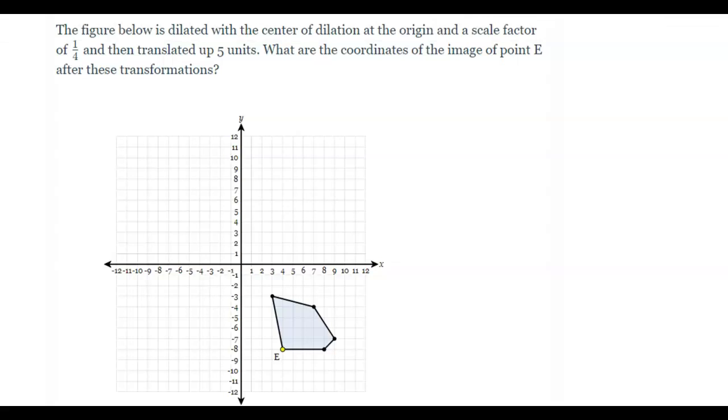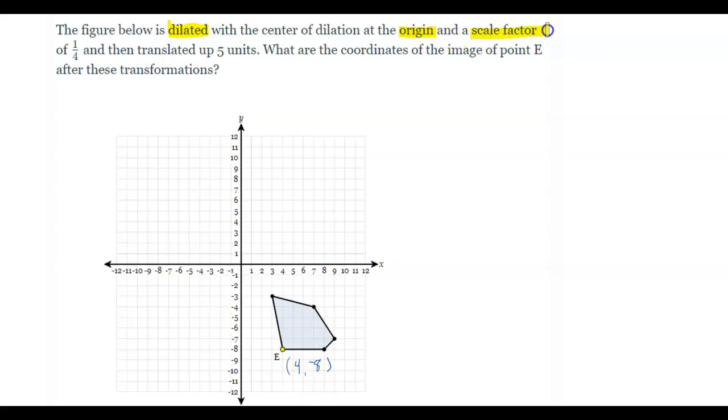What it's asking. The figure below is dilated, okay, so that means it's going to shrink or stretch with the center dilation at the origin, and that is good information because that means we're starting at the origin, which means we can focus on the coordinates, okay? So as soon as I see that I can focus on the coordinates, I'm going to come down here and I'm going to find the coordinates of point E. Point E is at +4, -8. Okay, so that's important to know. Anytime we're dilating around the origin, we can focus on the coordinates. All right, and a scale factor of 1/4.